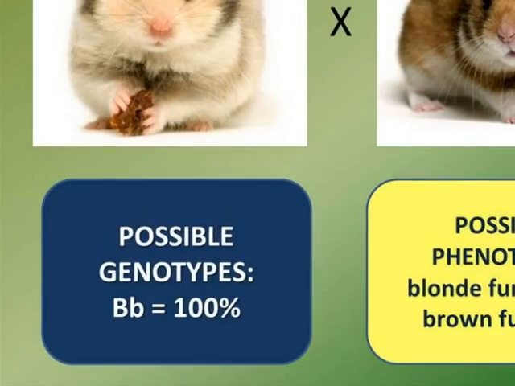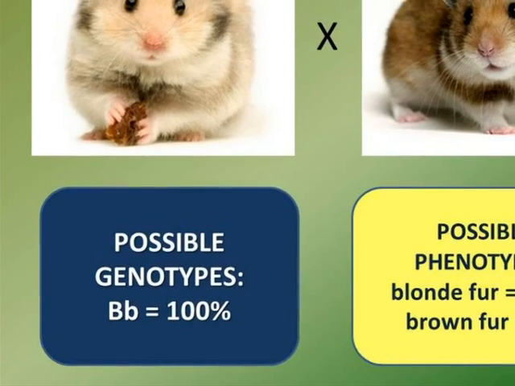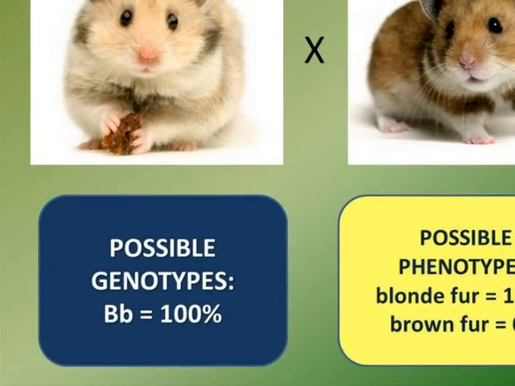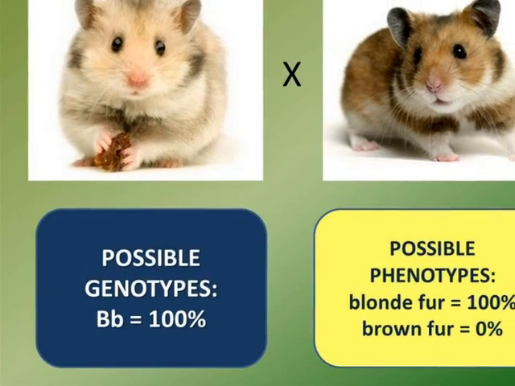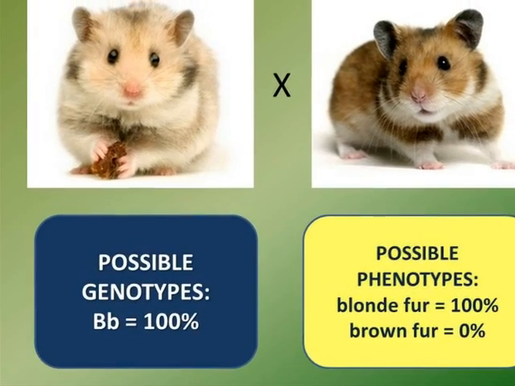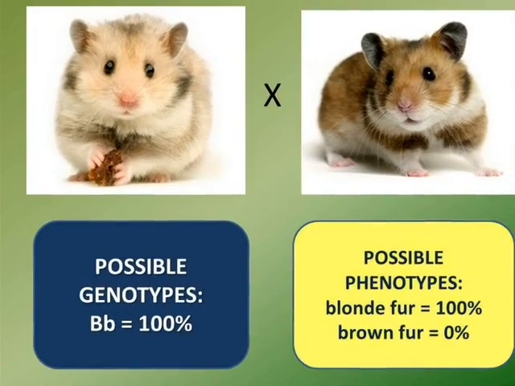Here are the results of our hamster cross. For a homozygous dominant parent and a homozygous recessive parent, the offspring have a 100% chance of having a heterozygous genotype. They also have a 100% chance of having a phenotype of blonde fur.